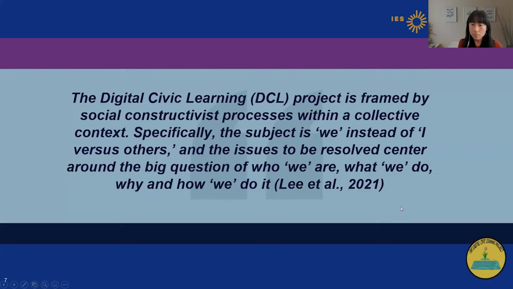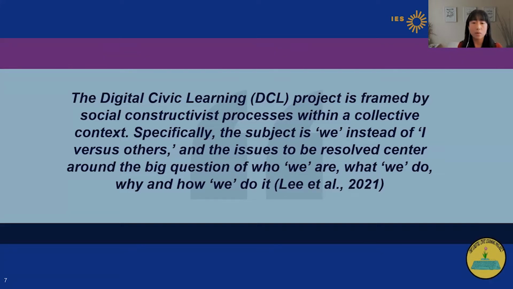So we want to take a social constructive approach and a collective approach to create a motivated and intellectually engaging environment for both teachers and students in elementary schools. And Carol Lee published a research brief with other colleagues along with the National Academy of Education. And we are following their call to develop a social studies curriculum that is not focusing on the subject of I, and instead is focusing on the subject of we.